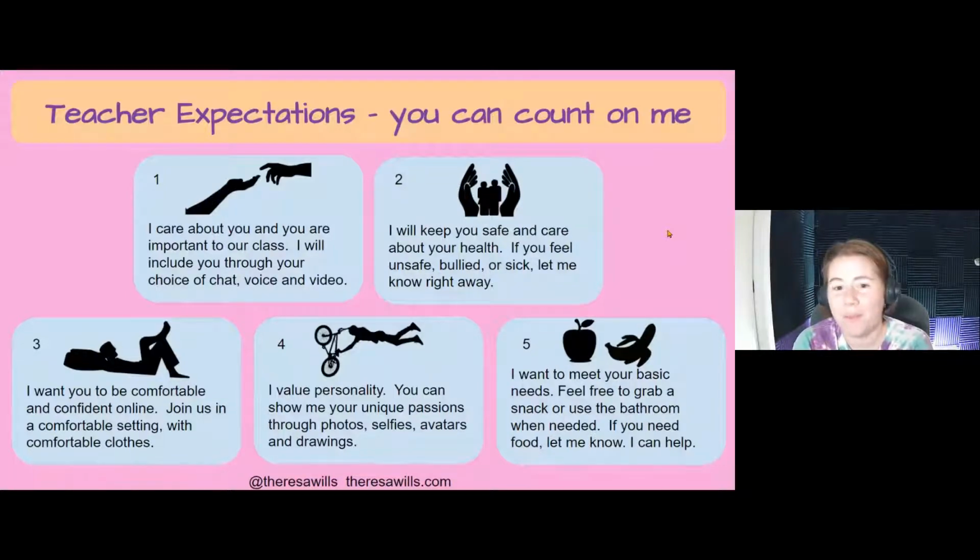I care about you. I will keep you safe. I want you to be comfortable and confident online. I value your unique personality. I want to meet your basic needs. At any moment, if you felt your shoulders relax and you felt yourself included, in the chat box, type what number did that happen at? What number did you start to feel relaxed?